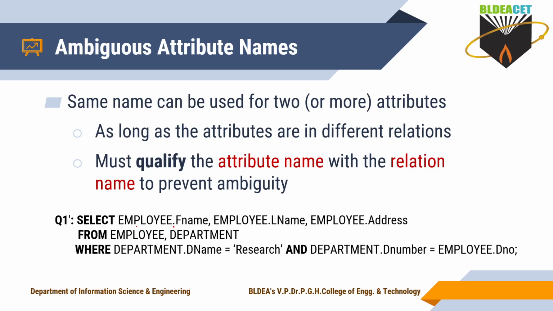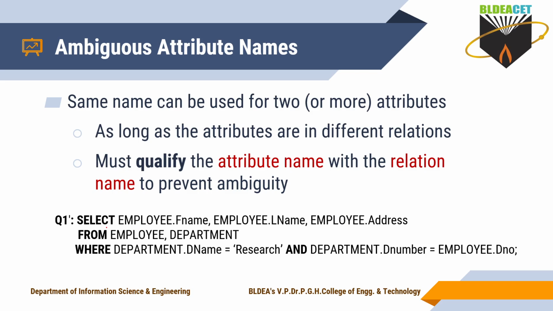So this is one example. Employee is your table name and Fname is the attribute. To prevent ambiguity, to tell that this Fname belongs to the employee table, Lname belongs to the employee table, and the address attribute belongs to the employee table, the Dname attribute belongs to the department table, and the Dnumber attribute belongs to the department table. Dno attribute belongs to the employee table. In this way you can prevent ambiguities.